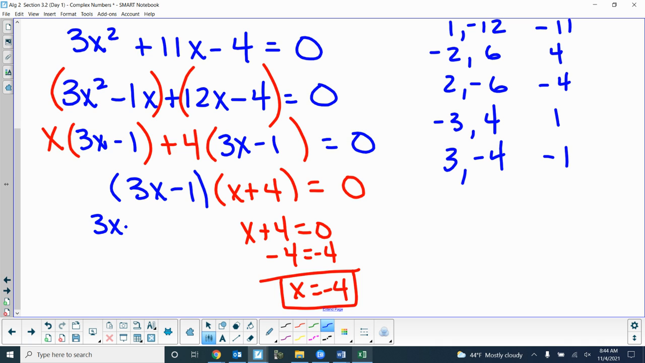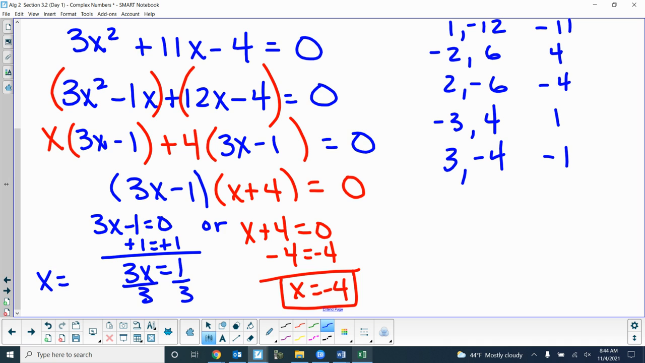3x minus 1 could be 0. One of these two has to be equal to 0 for this to be a true statement. So we have to set them both equal to 0 to solve for x. So my other answer is 1/3. Sometimes you're going to get fractions or decimals. It's okay. Questions?